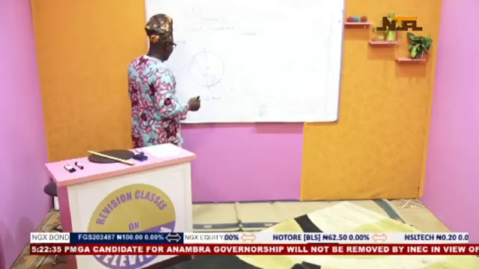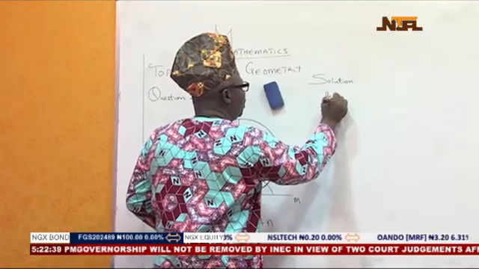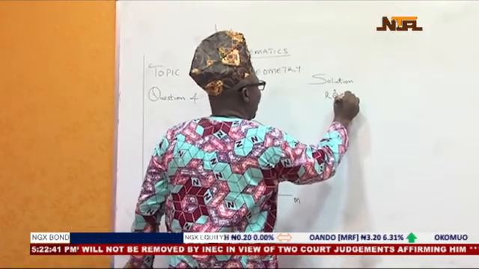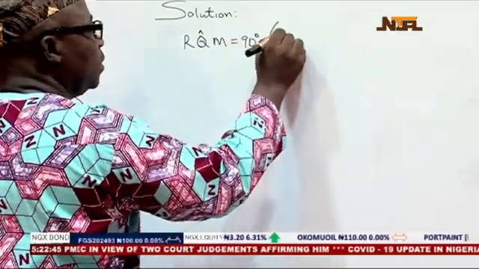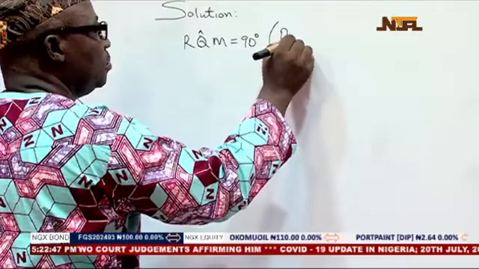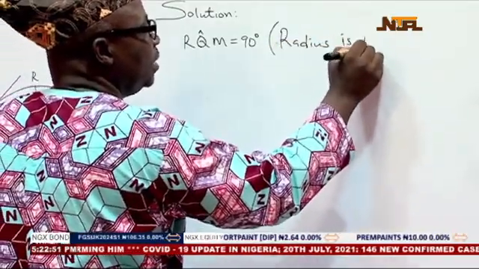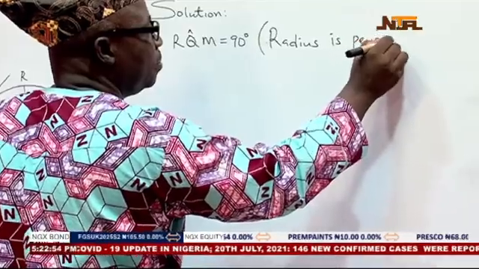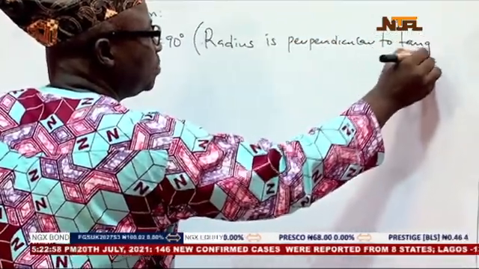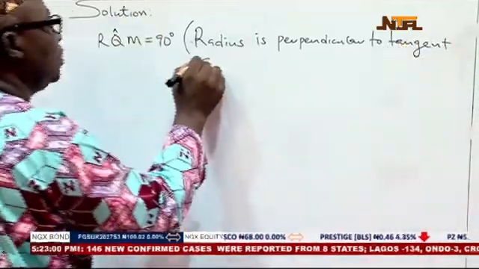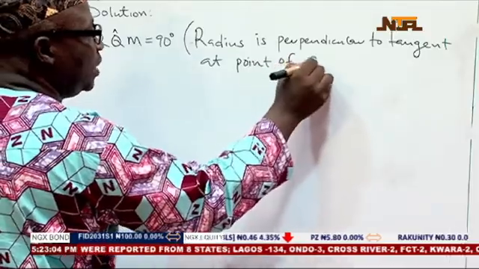So I'm going to write the reason down. RQM is 90 degrees. The reason: radius is perpendicular to tangent at point of contact.